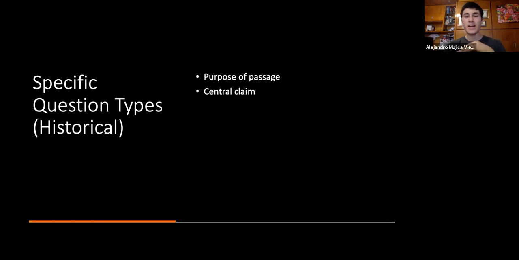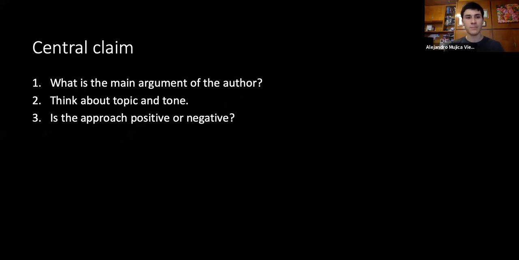And there's a difference between the central claim and the purpose of the passage. The central claim is what we'll go to first. Central claim means main argument, main point. So what is the main argument of the author? This entails topic, tone, and stance. So think about the topic. Is it women's rights? Is it slavery? Is it the Constitution? Think about the tone. Is it declarative? Is it emotional? That kind of thing. And is the approach positive or negative or neutral? Does central claim make sense?